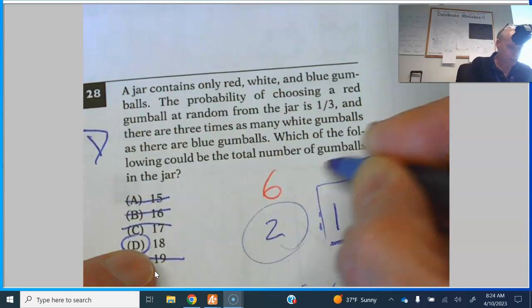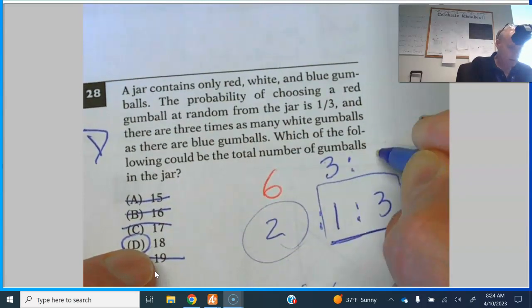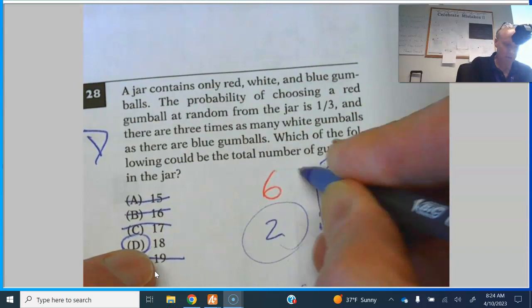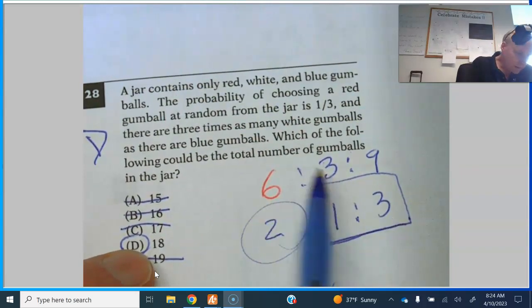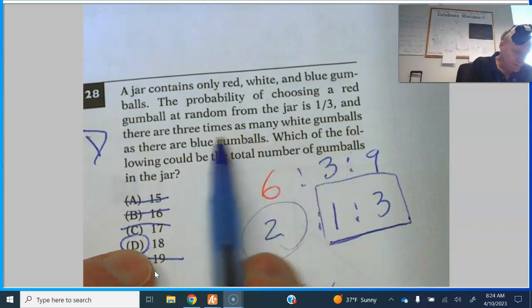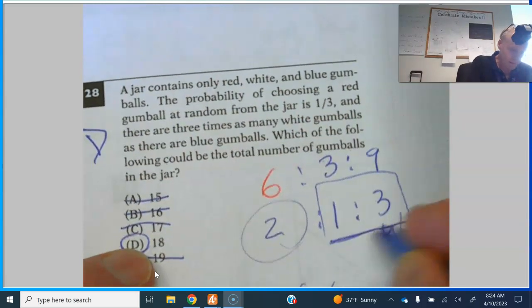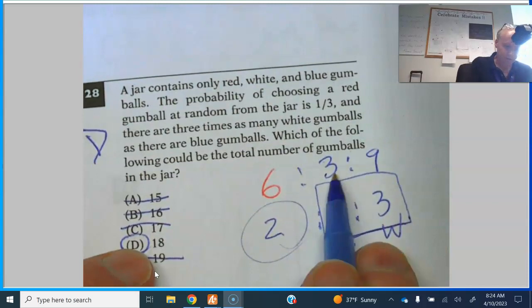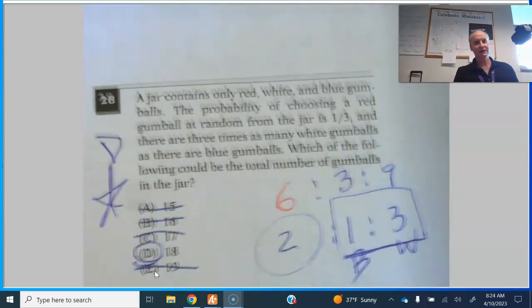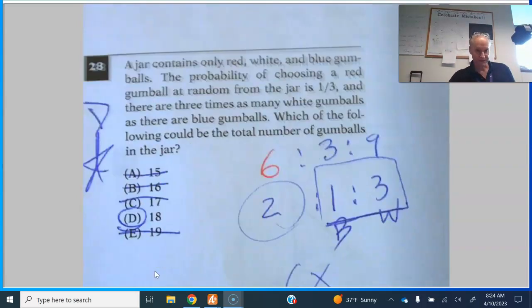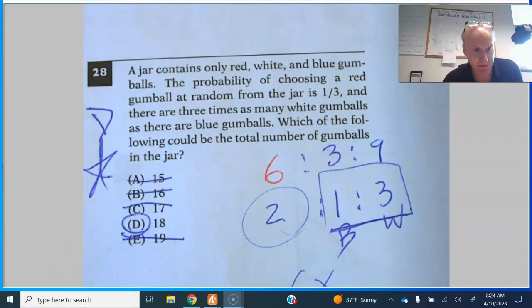12 means 3 of these and 9 of these. There's 6 red, 3 times as many white. So this is white and this is blue. So there's 3 blue and 9 white. I know for sure this is correct. And I'm done. Hopefully this makes sense to you guys. Finished in under 10 minutes.